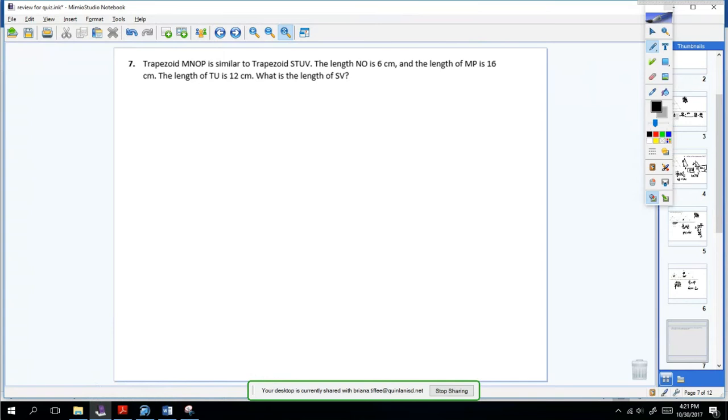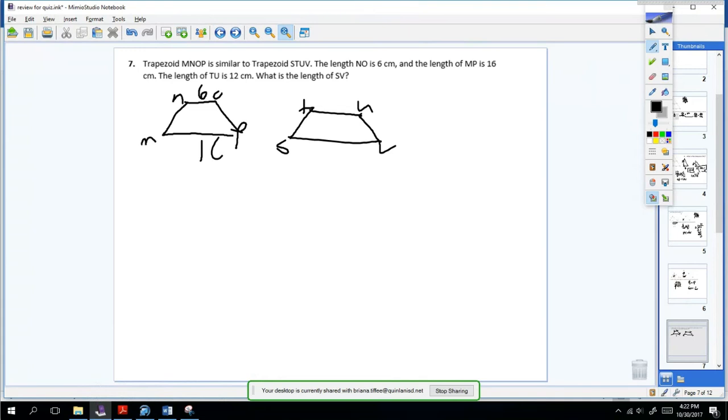All right, 7. Trapezoid MNOP is similar to trapezoid STUV. Okay, so let's draw it real quick. MNOP to trapezoid STUV. So the length NO right here is 6, and the length MP is 16. Well, the length of TU is 12, and I don't know what SV is. So I'm going to do 6 over 12 is equal to 16 over x.